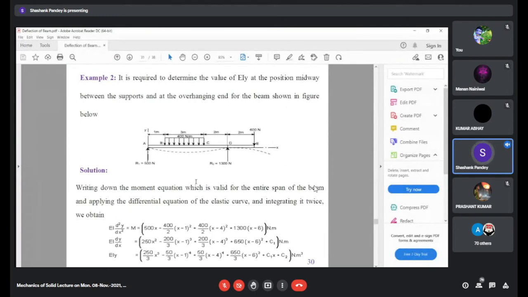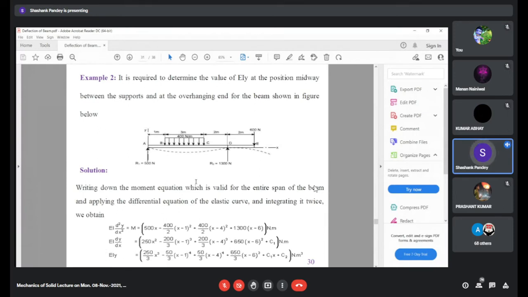Okay, so if you write the moment, which is nothing but EI into d square y upon dx square, it will come out to be 500 into x. You can write it easily, and then 400 by 2 into x minus 2 plus 400 by 2 into x minus 4 square, and 1300 into x minus 6.